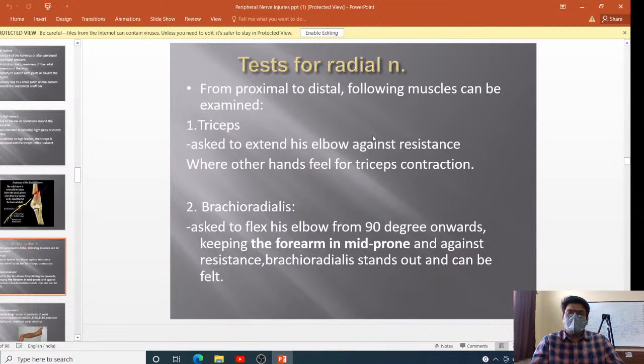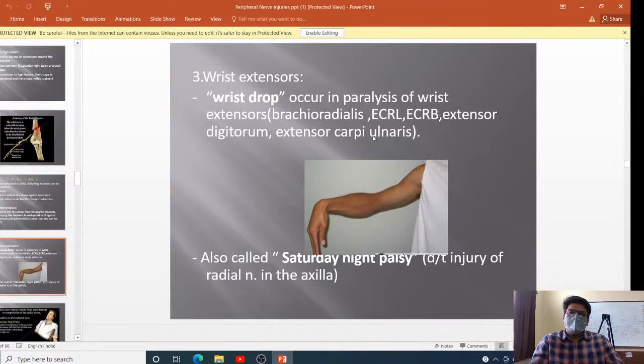To differentiate between high lesion and low lesion, it is brachioradialis and wrist extensors. In high lesions, the wrist extension is gone, giving rise to wrist drop, like extensor carpi radialis longus, brevis, extensor digitorum. Wrist drop, finger drop, thumb drop, all will be there in high lesions. But in high lesions, because the triceps is supplied in the axilla, triceps is spared.